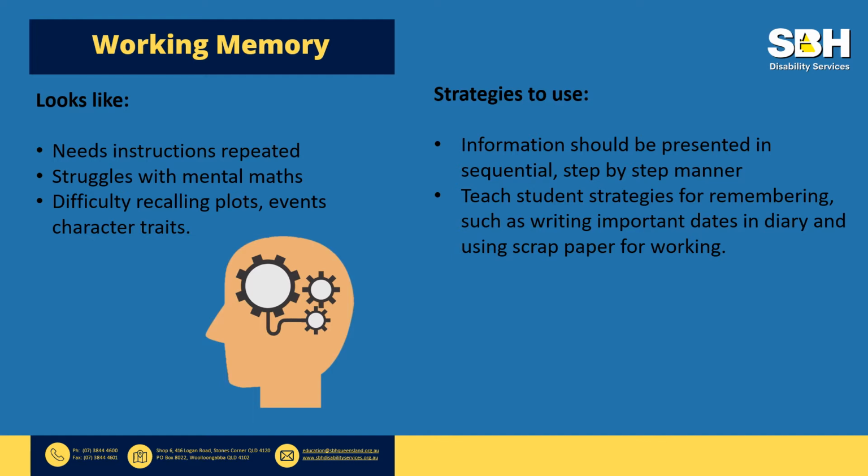And the strategies as a teacher you would use in the classroom would be information that should be presented in a sequential, step-by-step manner. Link past learning with new learning. Teach your students strategies for remembering, such as writing important dates in the diary and using scrap paper for working out. So as they're thinking it, write the numbers out, and then it's not so much relying on what's going on in the brain. Help the student decide what is important information and what is not needed by using highlighters. Highlighters can be a child with executive functioning difficulties' best friend.